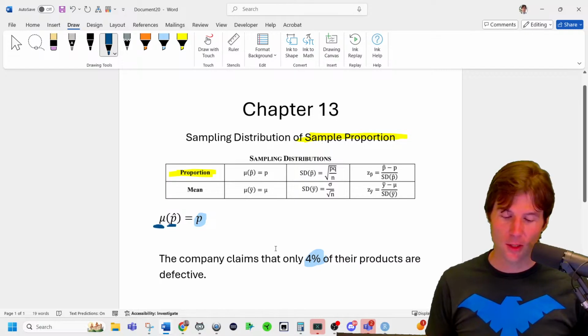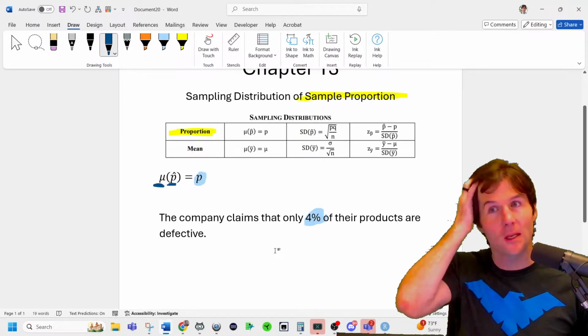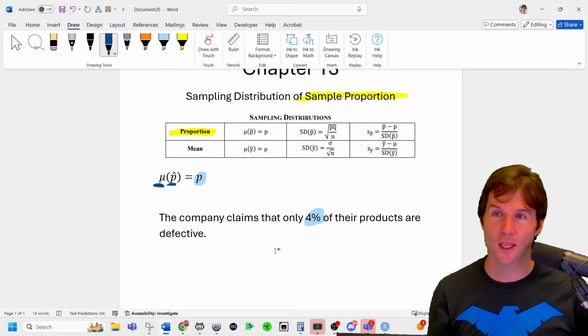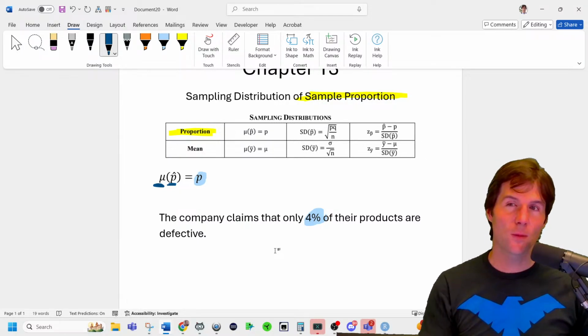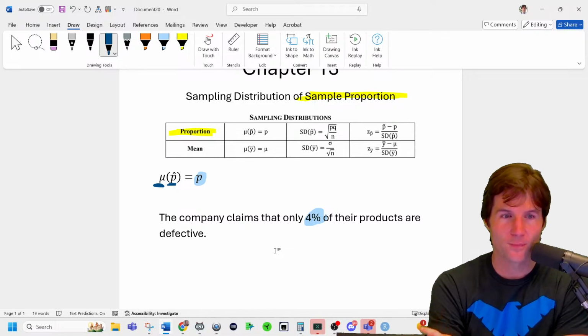So the company claims that only 4% of the products are defective. So if you took a sample of things from the company, you would expect 4% defective. If 60% of students are in state and you talk to students, what percent would you expect to be in state? So answer this question.